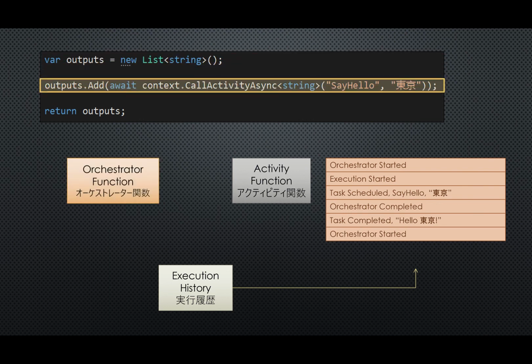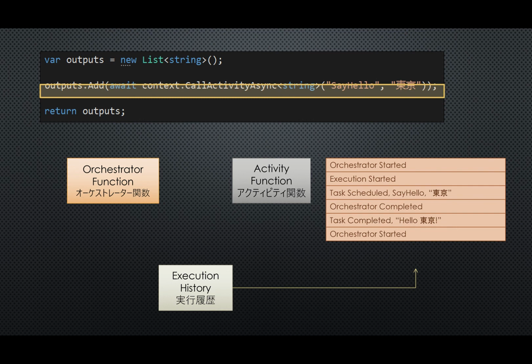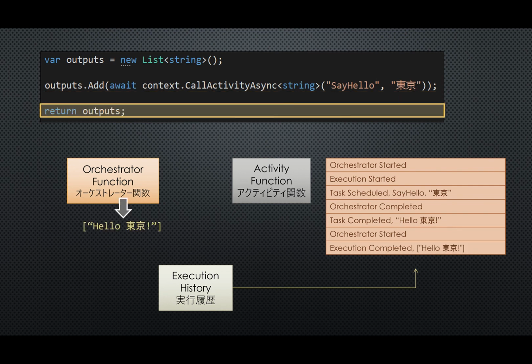Orchestrator started again and asks the execution history, "Hey, have we already executed this code?" This time, yes, and the result is hello Tokyo. And the orchestrator function returns the result to the client. This is the behavior of the history table.